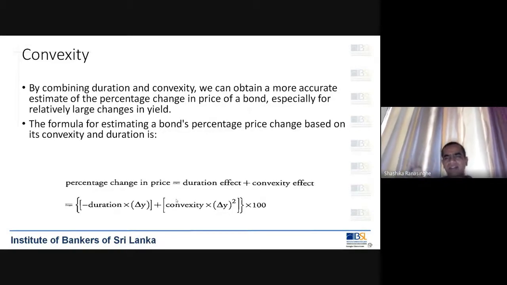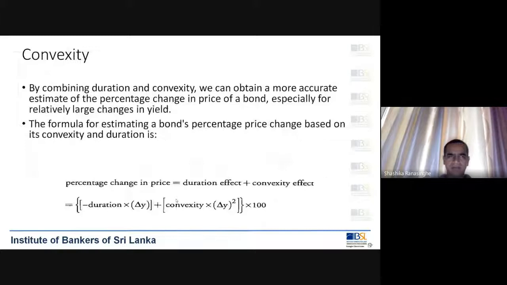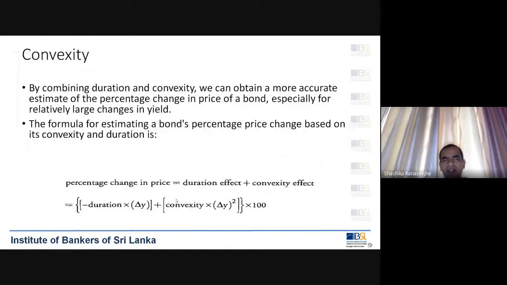So there is a convexity effect to changes in yield. This relationship does not hold exactly because of convexity. So you have to account for convexity as well. By combining duration and convexity, we can obtain a more accurate estimate of the percentage change in price of a bond, especially for relatively large changes in the yield. When yield increases by a larger percentage, the convexity is more, so the price deviation is much more.